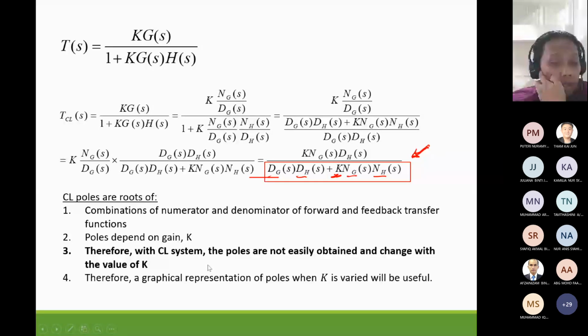So we need a graphical representation. This graphical representation means that when we change the value of K, we plot the new value of poles. So new K value, we get new poles value, and so on. So let's look at an example.